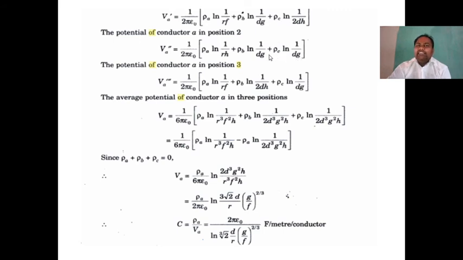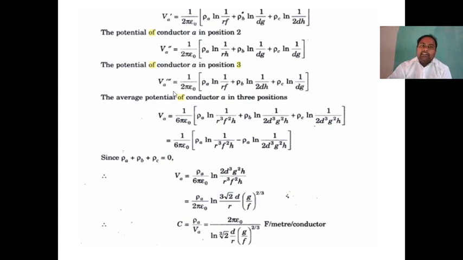We can get it easily. Once again, conductor A in the third position: 1 by 2 pi epsilon naught rho A log 1 by RF. RF means R is the self term, and F is conductor A to A dash distance. Rho B log 1 by 2DH means the conductor A to B distance and conductor A to B dash distance. See rho C log 1 by DG, the conductor A to C distance and conductor A to C dash distance.